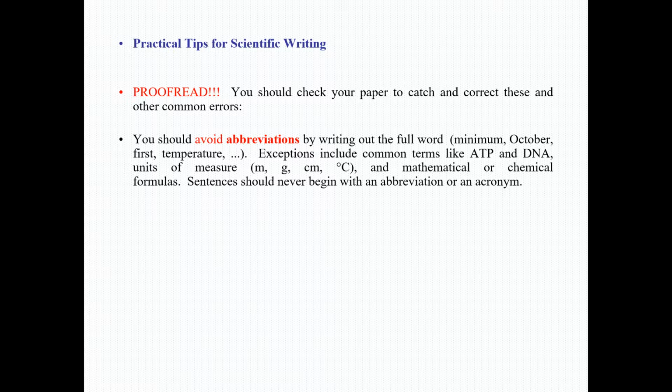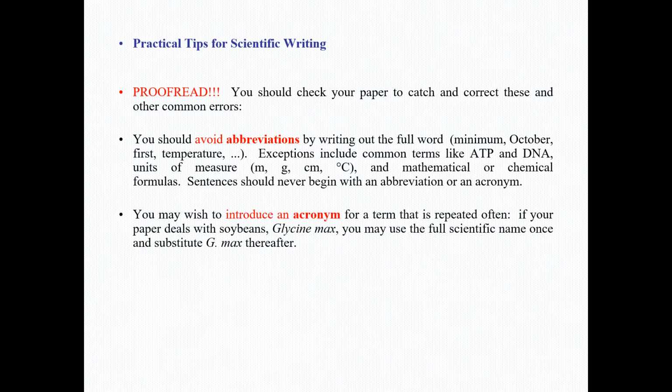There are some more tips. You may wish to introduce an acronym for a term that is repeated often. If your paper deals with soybeans, Glycine max, you may use the full scientific name once and substitute G. max thereafter. For the first time you use a term, you should identify or define your keywords. Afterward, it will easily be understood by the person who is reading your paper. And it's very common.